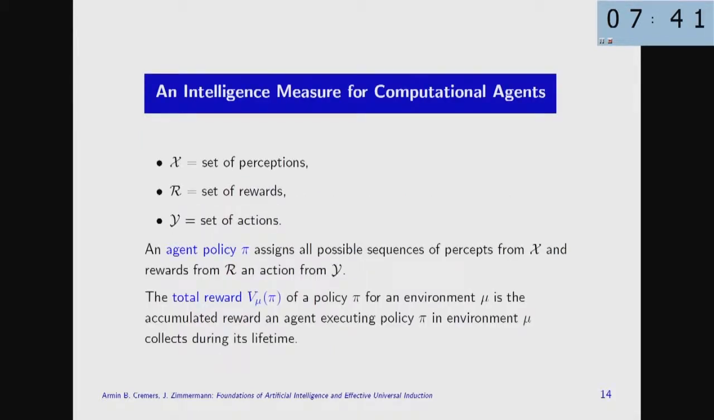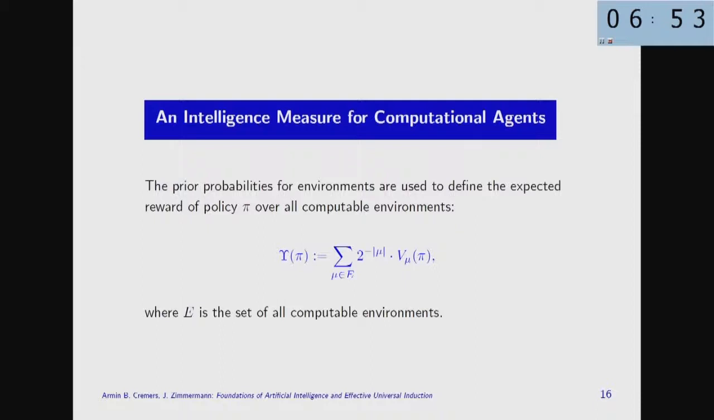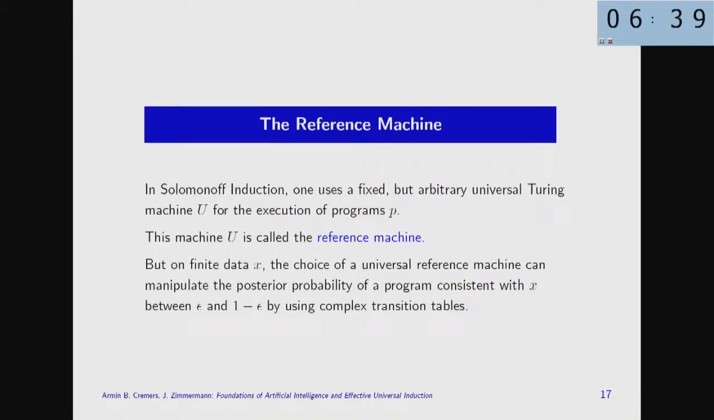And this can, of course, be taken to a formula. Agent policy pi assigns an action to all possible sequences of percepts, and there is a total reward of a policy that simply collects up all the rewards of executing that policy in a given environment mu. Assuming a computable environment like Solomonoff, mu, a binary program running on some universal Turing machine, and the prior probability that I just introduced is a formalization of Occam's razor that we follow here. We can come up with a simple formula of collecting up all the expected rewards of the policy pi over all computable environments. Now, having that, we can turn to efficiency.